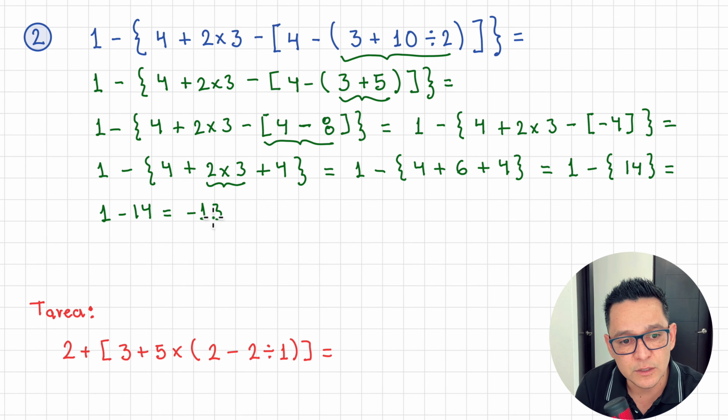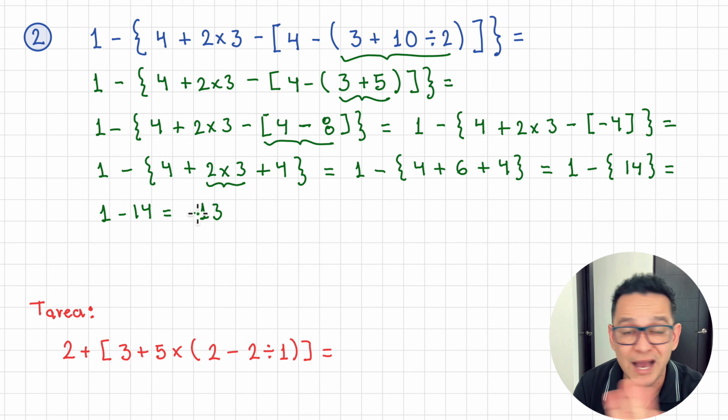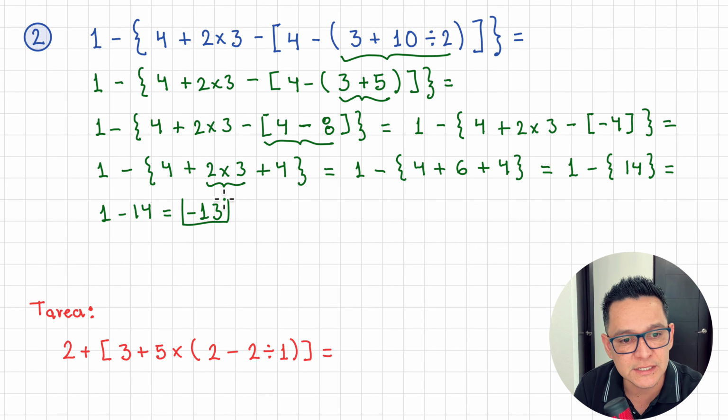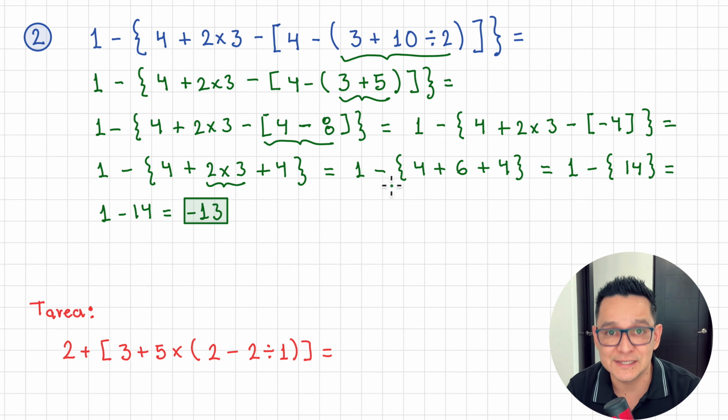And, well, finally, 1 minus 14 is negative 13. Remember that here the law of signs doesn't apply, right? That thing about plus times minus equals minus doesn't apply here. Do you know why? Because we have a subtraction, 1 minus 14, and the law of signs only applies to multiplication and division. Well, here we have, again, 1 minus 14, which gives me minus 13. And this right here is now the result of this exercise.